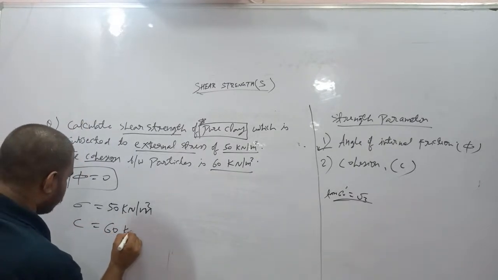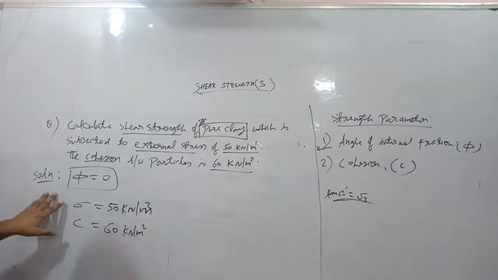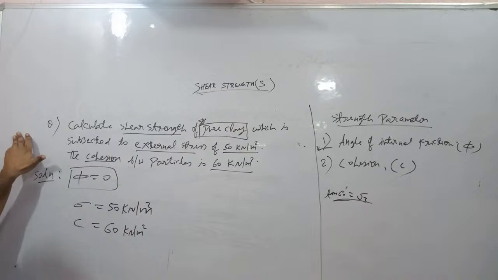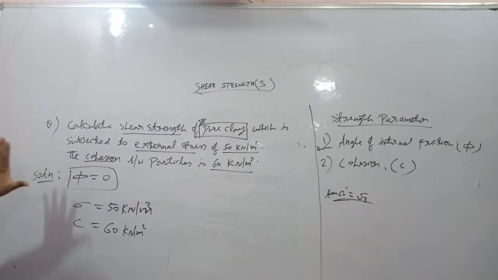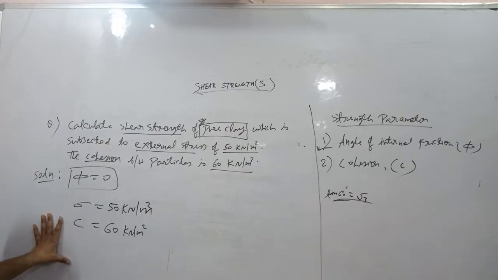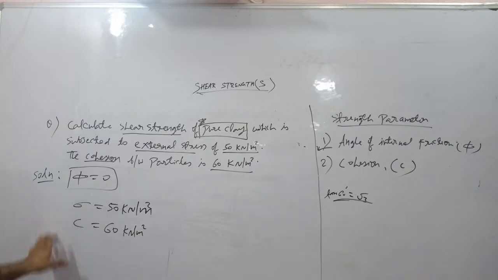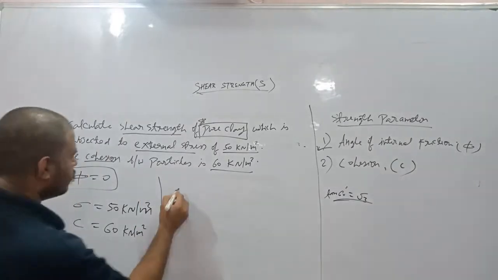So as I discussed above, this is a purely clayey soil, so there will be an absence of angle of internal friction. There will be no angle of internal friction. It is purely dependent on the cohesion and the external stress acting on this soil. Okay. So for this again we will use the same formula, but there will be a slight modification.